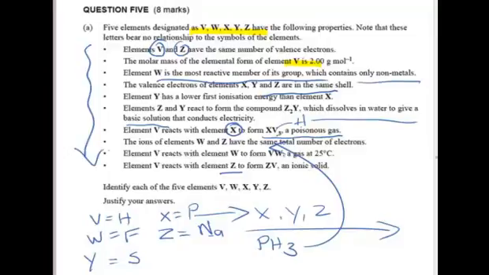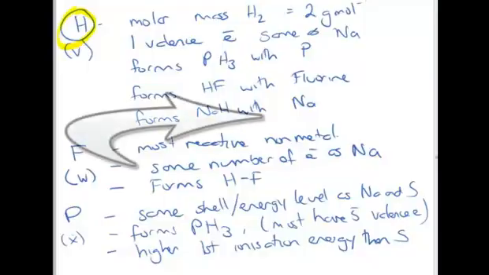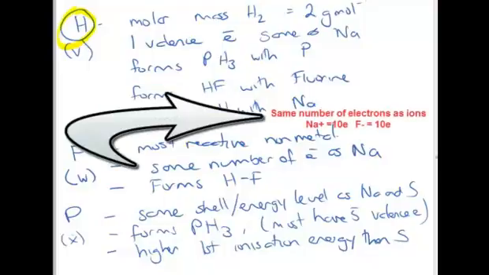So for each element, we just need to rationalize all of these. If we go through and look at them in turn, we're just using the information from the table to really say why we came up with that. You know, the fact that hydrogen's got a molar mass of 2 grams. It's got 1 valence electron, which is really the same as sodium. We're told it forms PH3 with phosphorus, forms HF with fluorine, and forms NaH with sodium. Fluorine, obviously the most reactive non-metal. It's the same number of electrons as sodium, and it forms HF.